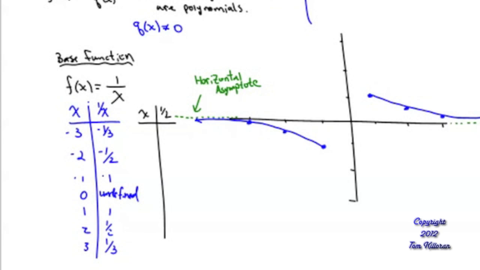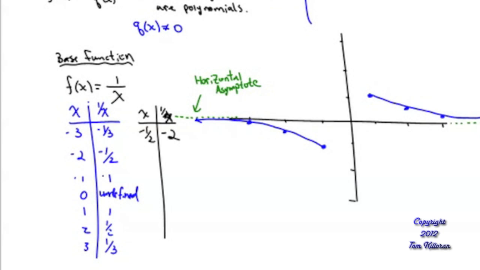-1/2. So if I take -1/2 as x and plug it into 1 over x, this becomes 1 over -1/2. What is 1 over -1/2? Don't you dare touch a calculator. How do you divide by a fraction? Multiply by its reciprocal. And the reciprocal of -1/2 is -2. So 1 over -1/2 is -2.